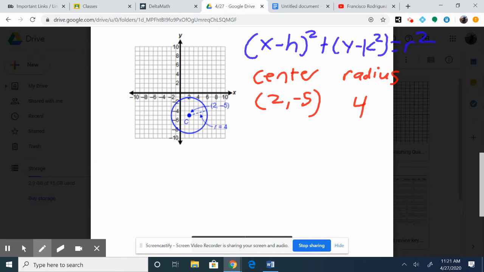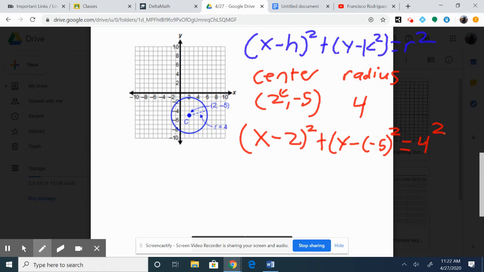So plugging it into the equation, all we have to do is put x minus our x value, which is 2, squared, and then y minus -5, squared, and then our radius squared, which is 4 squared.